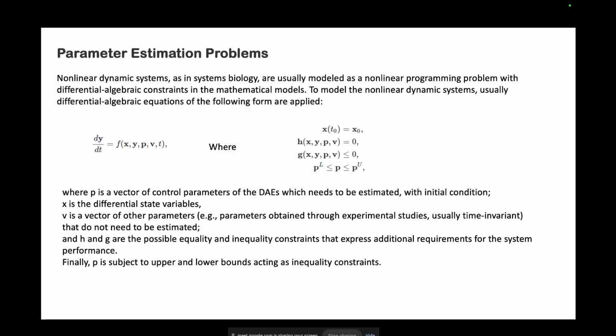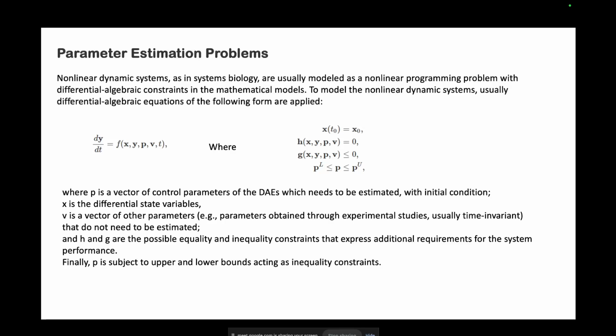So, if you have, say, a non-linear dynamic system, which is there across all of systems biology, all the systems that we see are basically non-linear, and biology is a very dynamic system. So mostly the equations you'll see are nonlinear dynamic systems, and they can usually be modeled as a nonlinear programming problem with a differential algebraic constraint in the mathematical models.